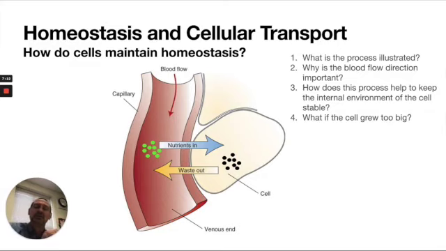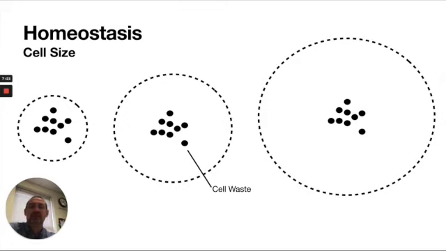But what if the cell grew too big? Would diffusion work as well if the cell is too large? So let's take a look at an answer to that question. Here are 3 cells. They all have waste inside the cells. If those waste products like carbon dioxide are moving around randomly, then in the first, smallest cell, the chances of them encountering the membrane and diffusing out are fairly large.